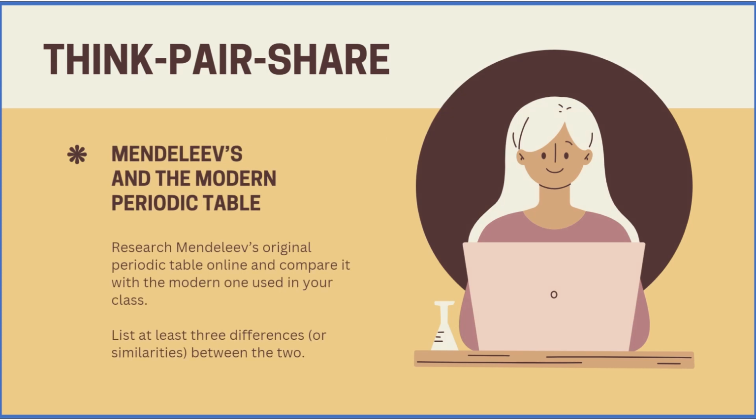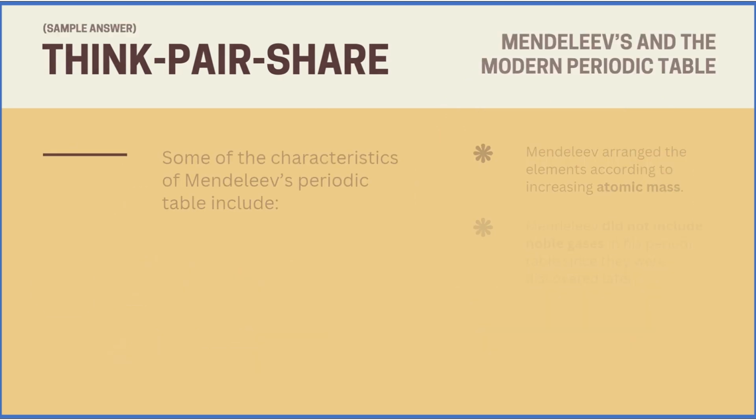Okay, so here Mendeleev's and modern periodic table, what is the difference? So research Mendeleev's original periodic table online and compare it with the modern one used in your class. Okay, this is for your homework. List at least 3 differences or similarities between the two periodic tables.